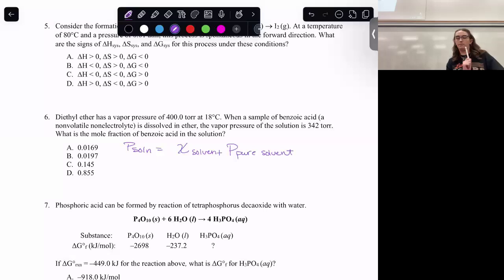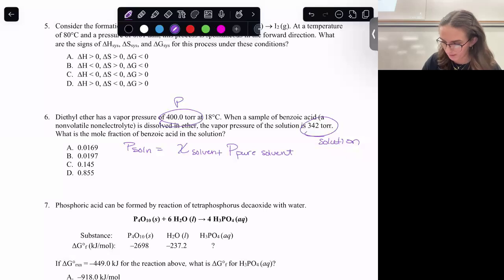Okay, so what are we given? Are we given pressure? What are we given pressures of? Of the solution. Which one's the solution? 342. This one is the solution. What else are we given the pressure of? Diethyl ether, of the pure solvent. So this is PPS, is what I'm going to call it.